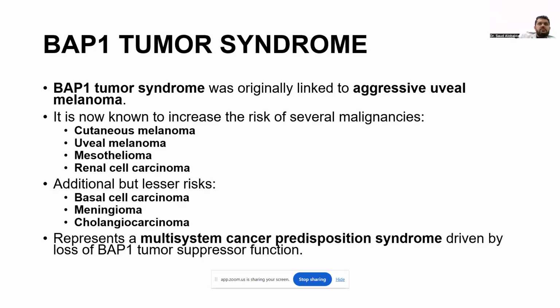So BAP1 tumor syndrome: this one was originally linked to aggressive uveal melanoma. There have been different malignancies with it: cutaneous melanoma, uveal melanoma, mesothelioma, renal cell carcinoma. Additional but less common are BCC, meningioma, cholangiocarcinoma. It's just like Gorlin syndrome and other syndromes. It just predisposes you to different tumors because of loss of tumor suppressor function.